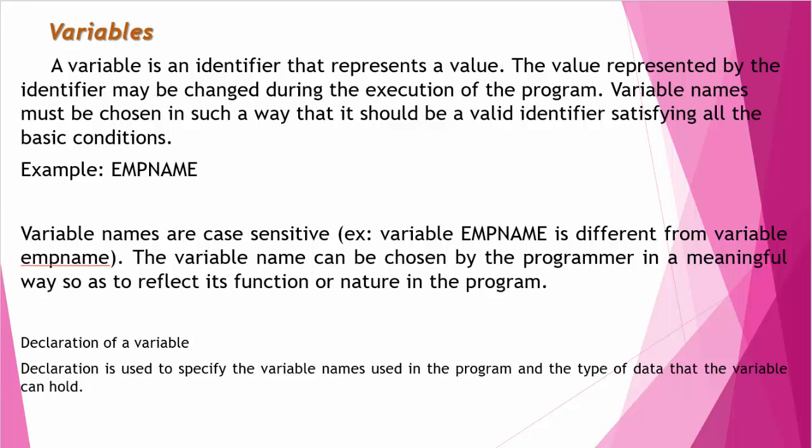The value represented by the identifier may change. So the basic difference between a variable and a constant is that the value of a variable can change during execution, but the value of a constant can never change. Here is how we can declare a variable. A variable is declared with a data type. What are the data types? We'll look at that a few seconds later. So it's the data type and the variable name.